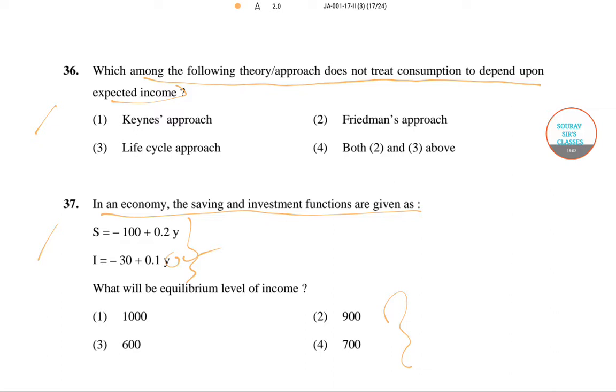I'm expecting you have found the right answer. The absolute income hypothesis given by Keynes is the Keynesian approach, where he does not treat consumption as dependent upon expected income. In the other question, saving and investment both have to be equated to find the value of income. Here we have found it to be option 4, that is 700.